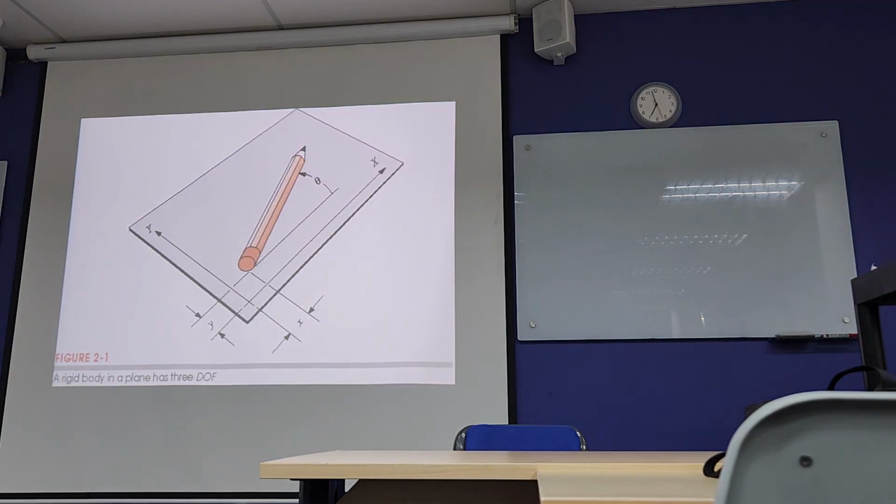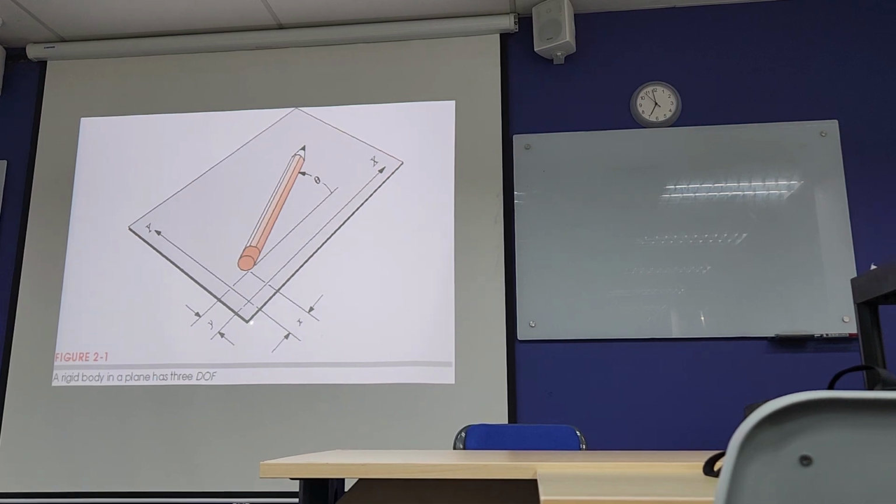Now we'll try to understand the degree of freedom first. If you see here, this is just a pencil, and you want to describe it. How many coordinates are required? In rectangular coordinates, you need to know the horizontal displacement x with respect to your coordinate axes, capital X and capital Y. You need to know its position along the x-axis, its position along the y-axis, and also its orientation.